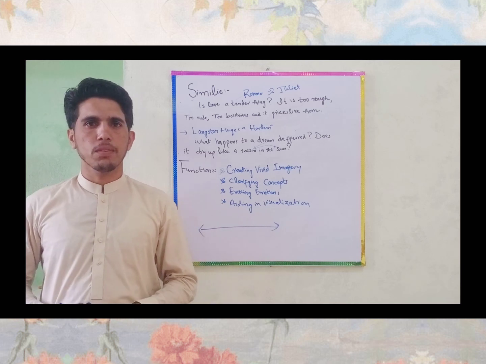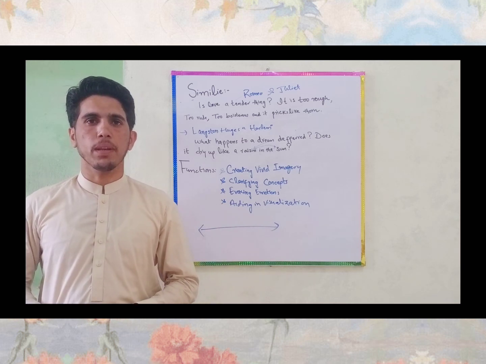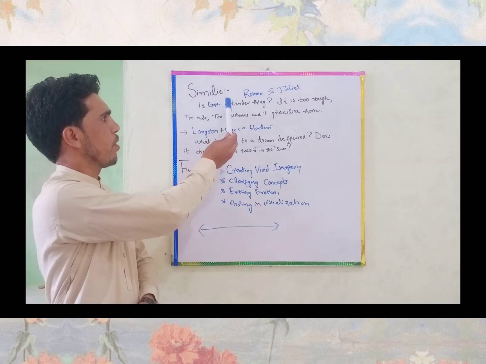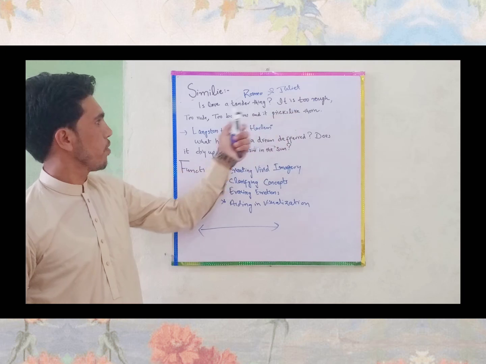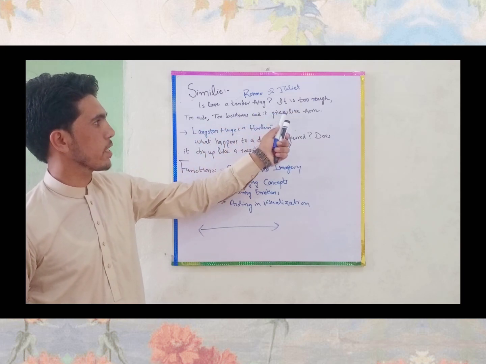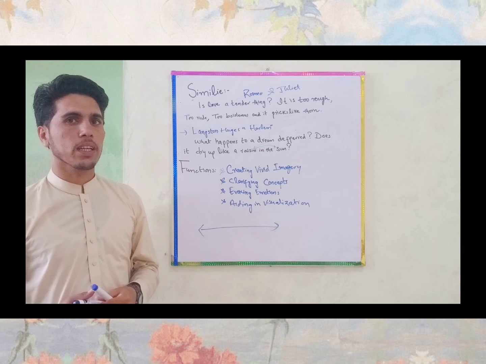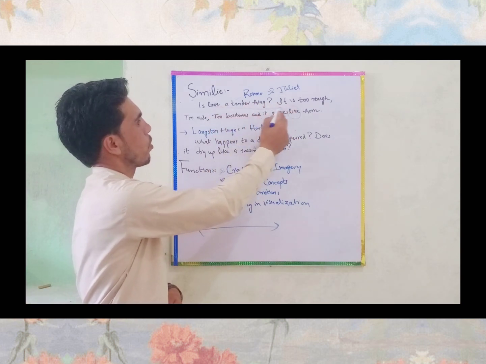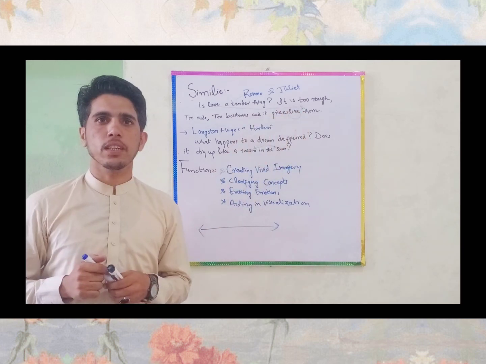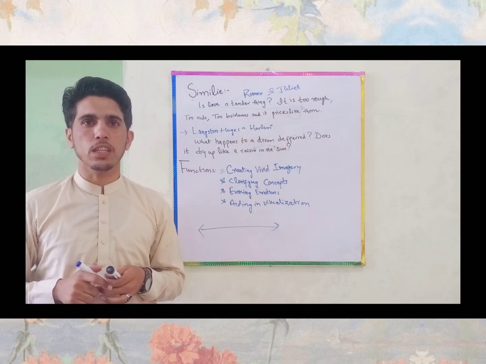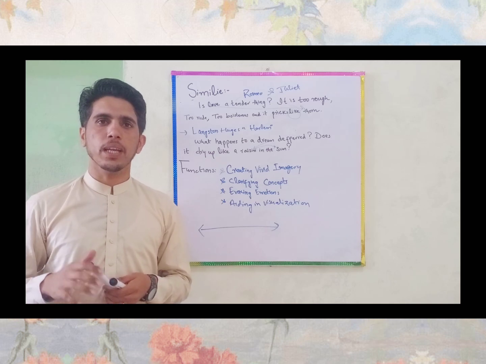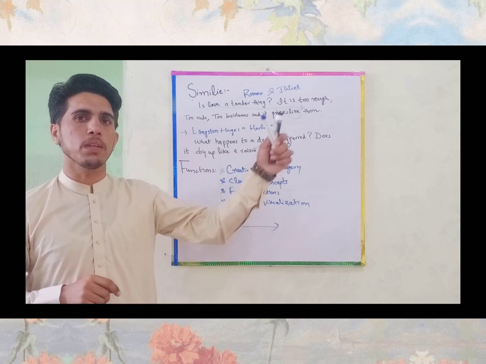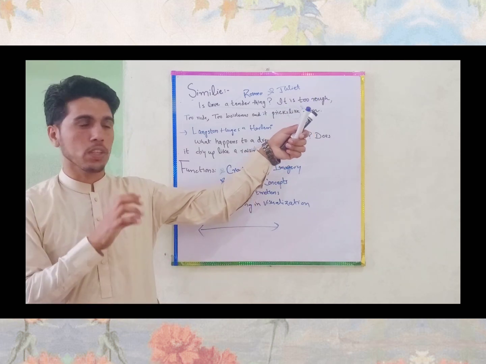Another famous example is from the play Romeo and Juliet, written by William Shakespeare. The example is: is love a tender thing? It is too rough, too rude, too boisterous, and it pricks like thorn. Here love is being compared with a thorn with the help of the word like. Two contrasting ideas are being compared with the help of simile. That's why we say that simile is a comparison between two unlike things by the use of the word like or as.